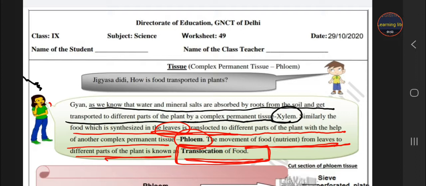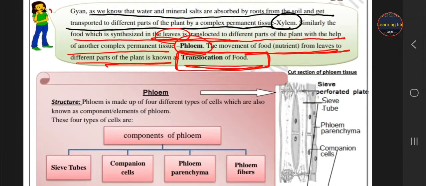So students, xylem helps in the conduction of water and minerals, and phloem is responsible for the translocation of food. Both processes are different. Don't mix them up. Always be clear about the difference between translocation and conduction. Conduction is related to xylem, about water and minerals, and translocation is related to the movement of food particles from the leaf to other plant parts. Let's move on to phloem.